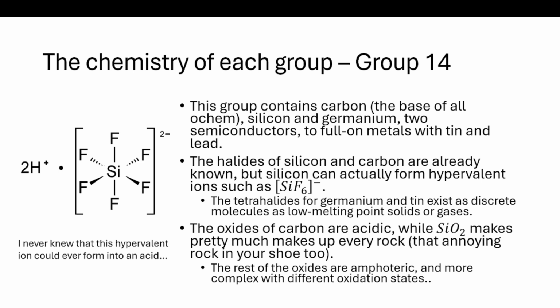Going down the group, the tetrahalides for germanium and tin exist as discrete molecules, and these molecules are going to form molecular solids or gases. Now, if we look at the oxides instead of the halides, the oxides of carbon are going to be acidic. Matter of fact, when you try dissolving carbon dioxide in water, you're going to set up a reversible reaction where you have carbonic acid.